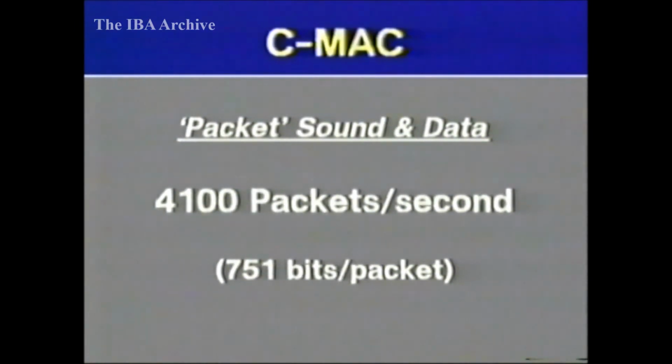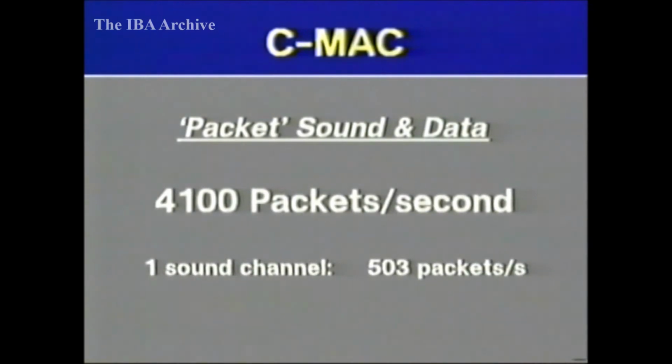Each packet contains an address to identify which service it belongs to. The receiver's decoder can pick out all the packets for a particular sound channel and then decode the digital signal to audio. A single high-quality mono sound channel needs just over 500 packets per second. That's a data rate of around 378 kilobits per second.